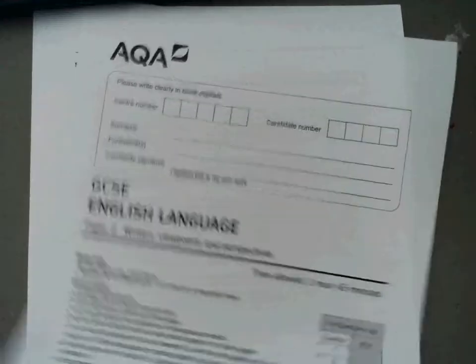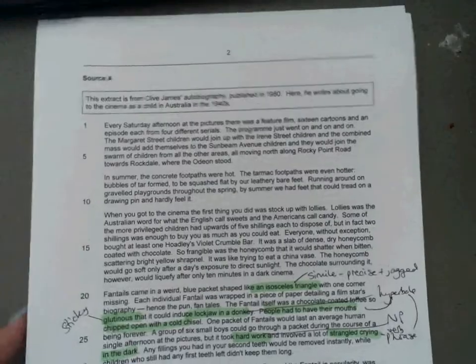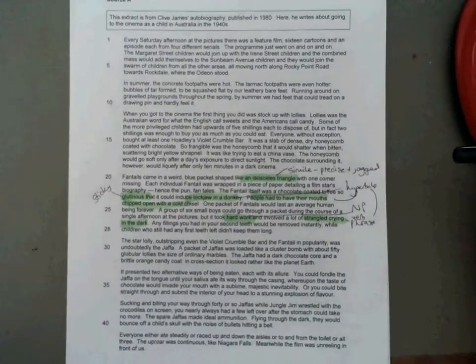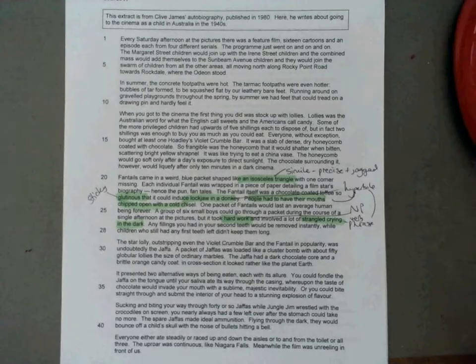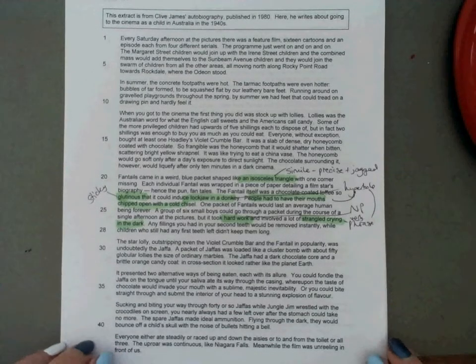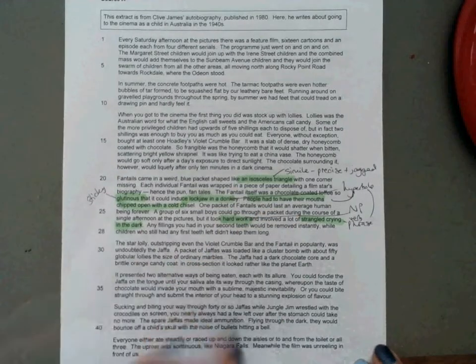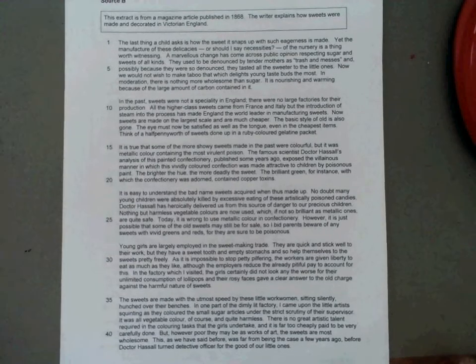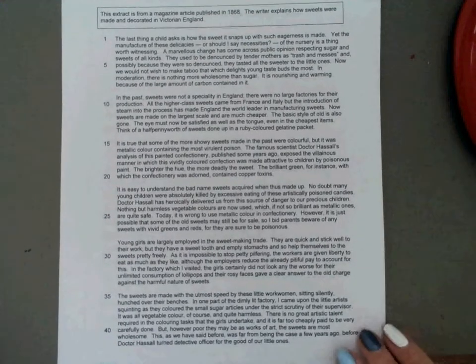I'm just going to start by, if you've not had a chance yet, having a read through of the full sources. So that's Source A, the biography from 1980. Sorry, this is my language question stuff I've just been looking at. And then you've got Source B, which is your 19th century text, the 1868 Sweets. Okay, so presuming that you've had a chance to pause that and have a look through.